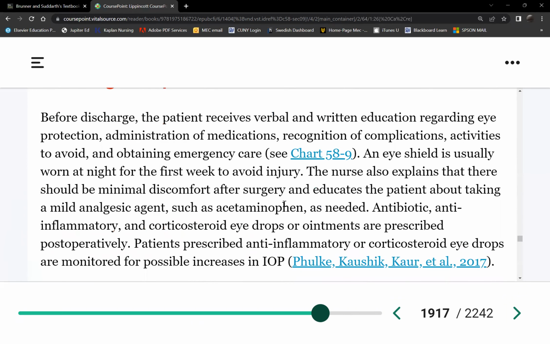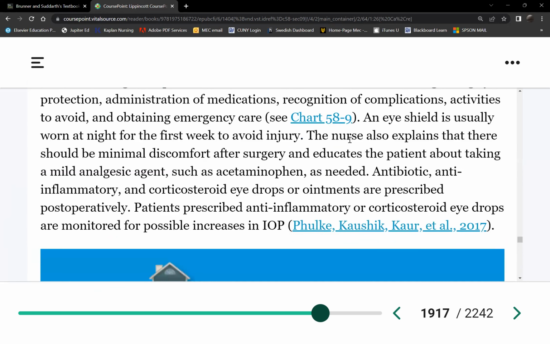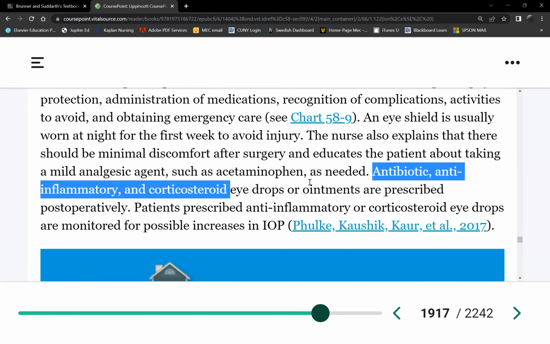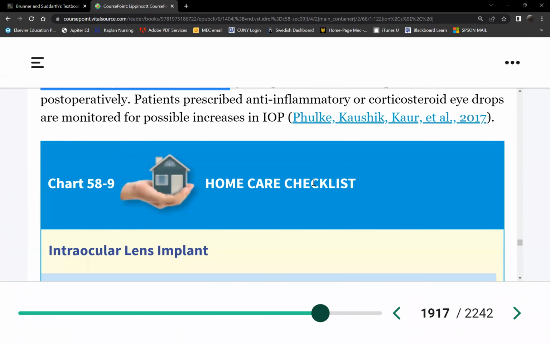So let's go to the medications first. So again, the eye drops here are not for cataract, but rather for the surgical procedure. So the patient will be prescribed antibiotic, anti-inflammatory, and steroid eye drops post-op. So this will probably be a 1 or 2 week prescription. So make sure you teach them how to properly administer eye drops, because does contamination of the tip of the eye bottle cause complications? Yes, big yes, it can cause infections.